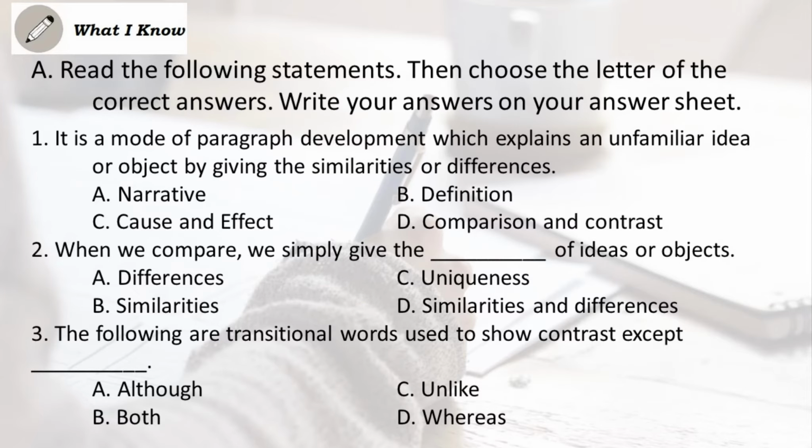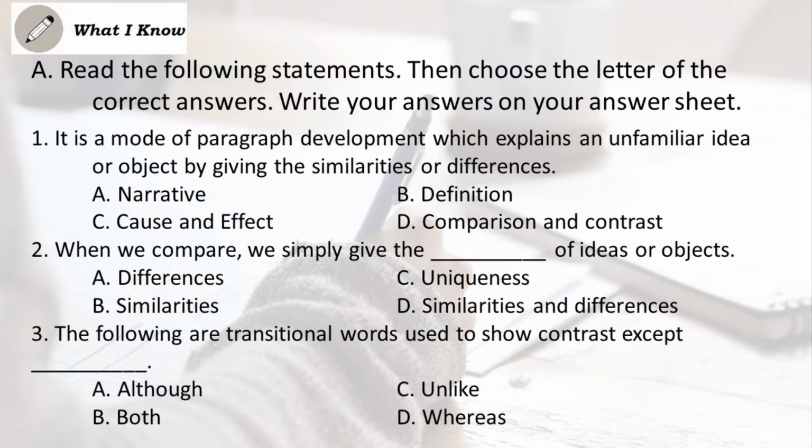A. Read the following statements. Then choose the letter of the correct answers. Write your answers on your answer sheet. 1. It is a mode of paragraph development which explains an unfamiliar idea or object by giving the similarities or differences. A. Narrative. B. Definition. C. Cause and effect. D. Comparison and contrast. 2. When we compare, we simply give the blank of ideas or objects.